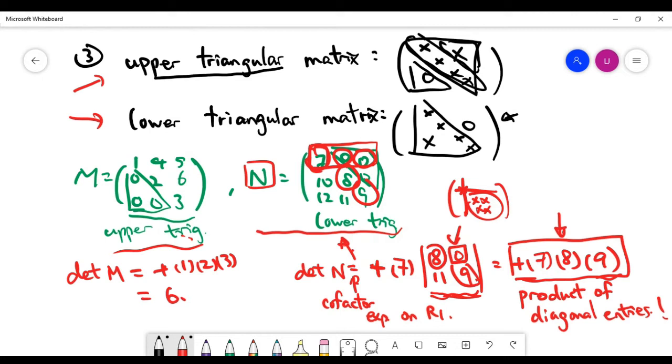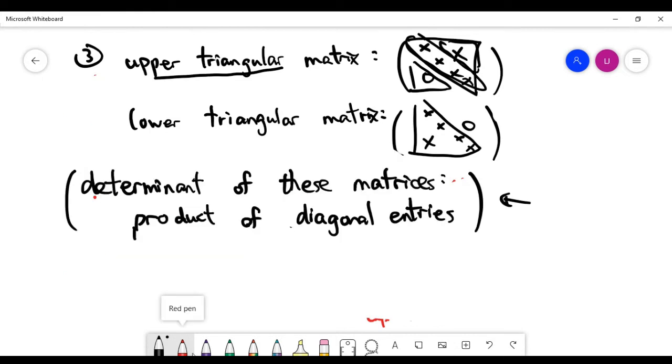So let me write down the statement here in black color. So please look at my statement here. The determinant of these matrices, which are either upper triangular or lower triangular, must be equal to the product of just the diagonal entries. And you can take a look at the identity matrix, which is a special case of an upper triangular matrix or a lower triangular matrix. And there's a big reason why the determinant of an identity matrix must be 1.